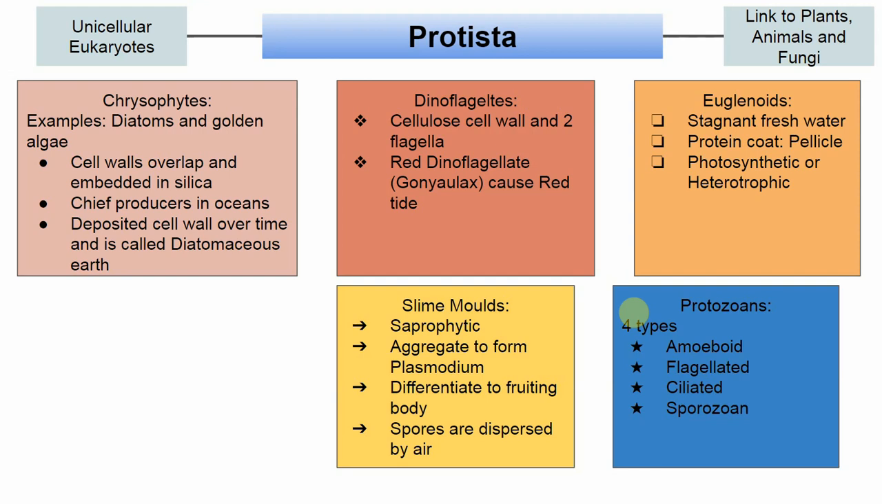Flagellated, an example is the trypanosoma, which causes sleeping sickness. Ciliated protozoan example is paramecium, and an example for sporozoan is plasmodium, which causes malaria.